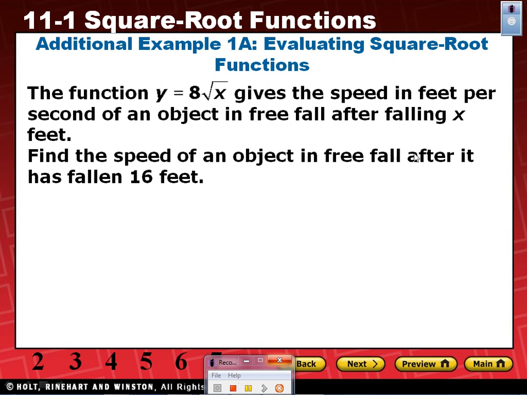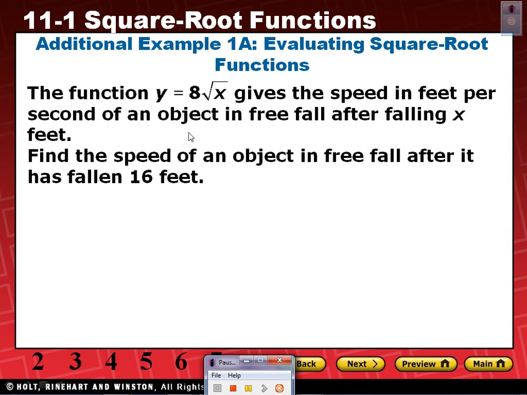Find the speed of an object in free fall after it has fallen 16 feet. Yeah, you only write the black text. Go. All right, here we go.